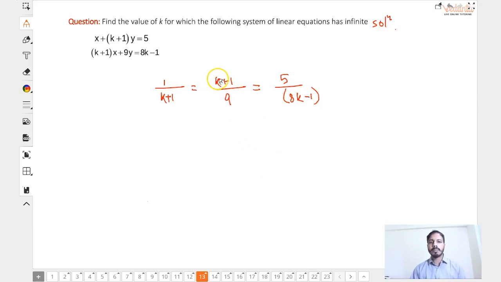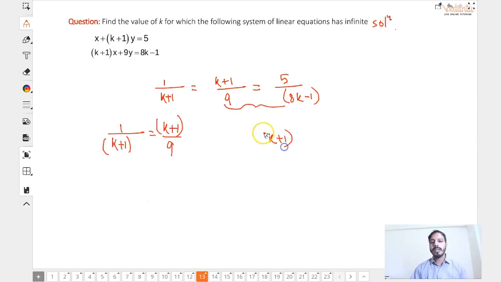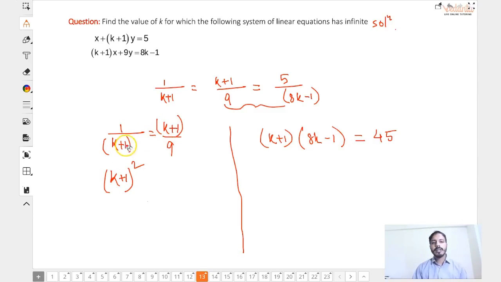Suppose I cross multiply this and I cross multiply this side. From here the first equation I get is k plus 1 is equal to k plus 1 by 9. And from these two I get k plus 1 into 8k minus 1 is equal to 9 fives are 45. Let me keep it this way and now try to solve this. Here I will get k plus 1 whole square, and that is equal to 9.